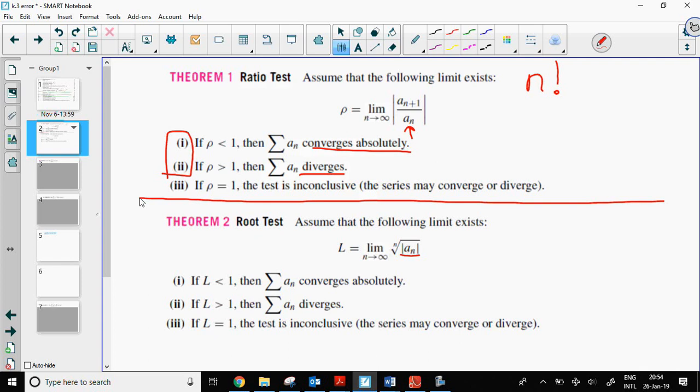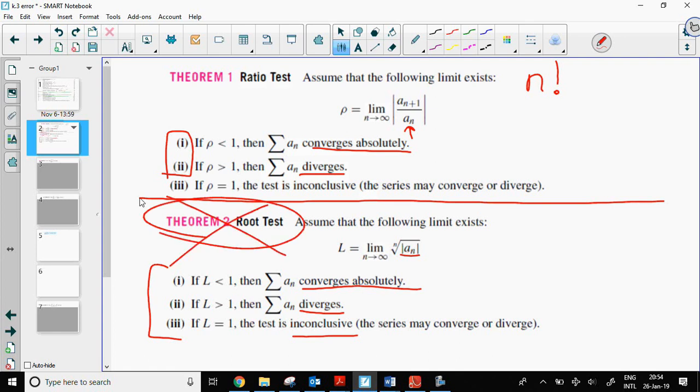We can see kind of the same behaviors happening over here. If we get a value less than 1, then our original series converges absolutely. Greater than 1, it diverges. Equal to 1, it's inconclusive. So these tests are often presented together. But the IB does not require the root test.